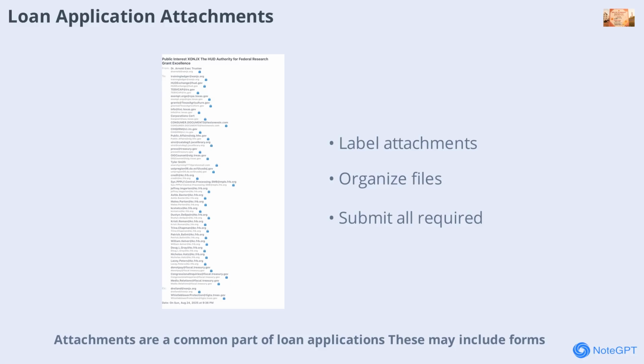Attachments are a common part of loan applications. These may include forms, disclosure statements, operational plans, and supporting documentation. Make sure all attachments are clearly labeled and organized before submitting them. This not only helps the agency process your application faster, but also demonstrates your professionalism and attention to detail.